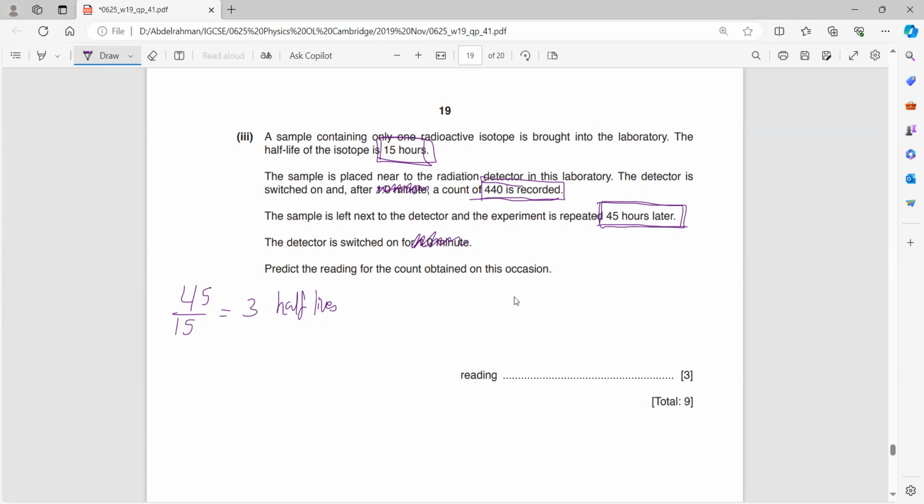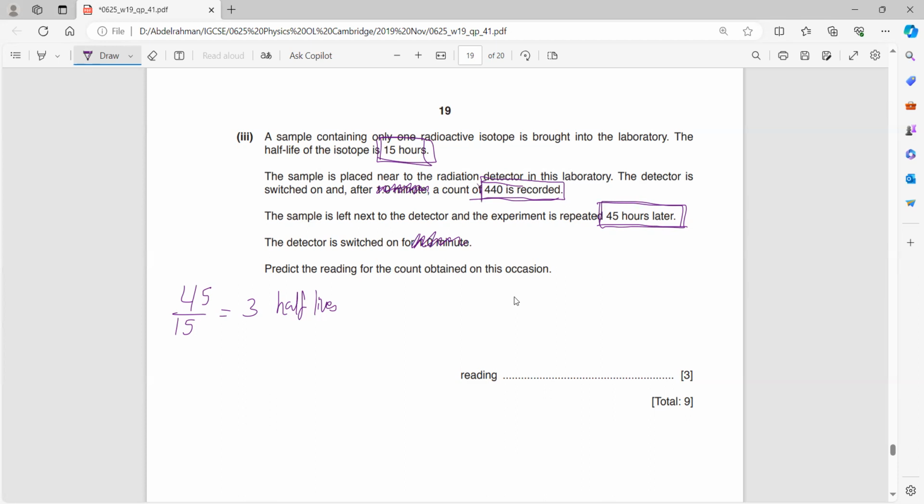So 45 hours has 3 15 hours. What do I mean by 3 15 hours? I mean 45 divided by 15 will give me 3, meaning it will occur 3 times. What will occur 3 times? The half life. What do I mean by 3 half lives? I will divide by 2, 3 times. What will I divide by 2, 3 times?